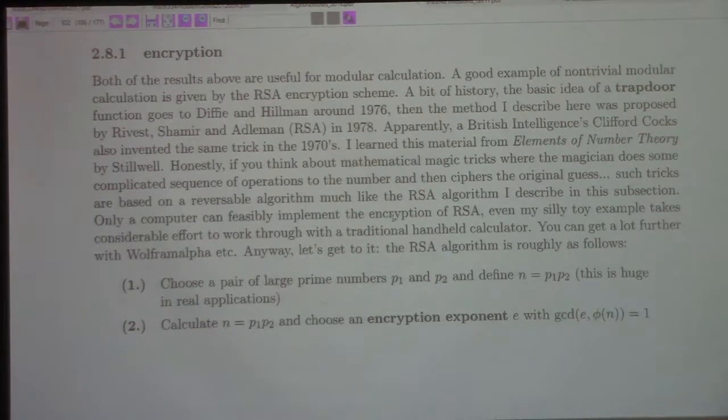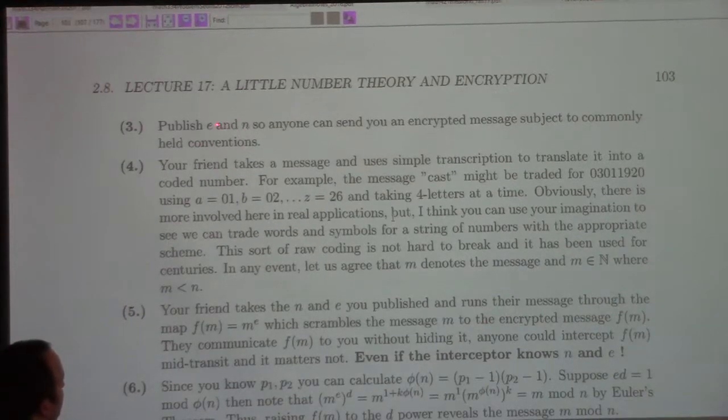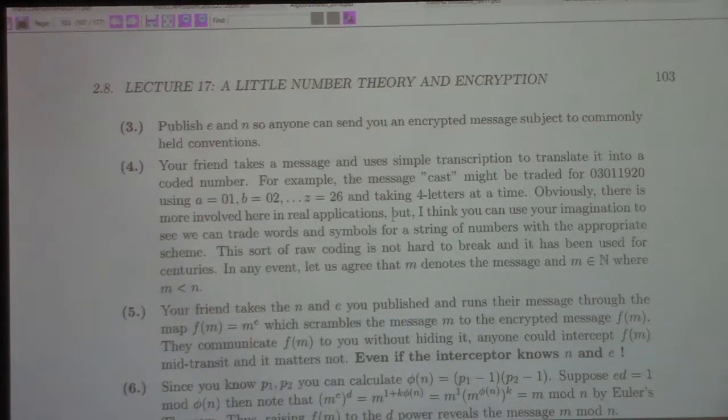So the Euler phi function of n, given what we were just talking about, is equal to P1 minus 1 times P2 minus 1. Assuming that, of course, P1 and P2 are relatively prime. But come on, P1 is not equal to P2, okay? Did I say distinct? Oh, shame on me. Anyway, you publish to your friends, whoever you're talking to, e and n, the encryption exponent and the product. You don't give them P1 and P2, you give them n, all right? The whole thing with its hundreds of digits.